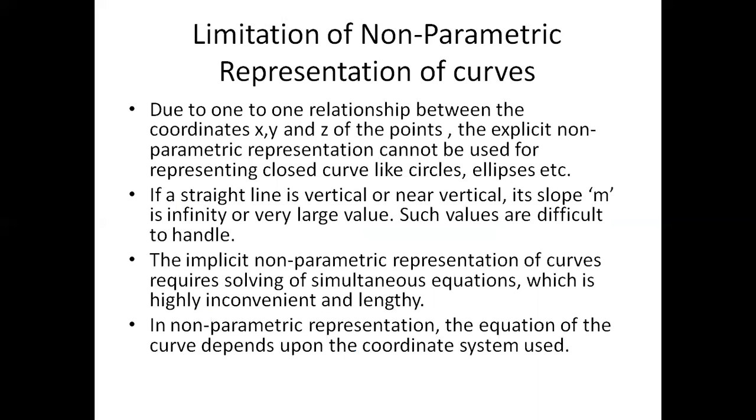Next, limitations of non-parametric curve. Due to the one-to-one relationship between the coordinates x, y, z of the points, the explicit non-parametric representation cannot be used for the representation of a closed curve. If it is a closed curve like a circle or ellipse, it cannot be represented by a relationship between x, y, z. Also, for a straight line that is vertical or nearly vertical, the slope m is infinity or a very large value, which is difficult to handle in a non-parametric curve.